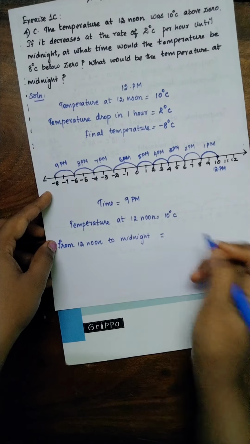So temperature decrease in 1 hour is minus 2 degrees Celsius, right? It is decreasing by 2 degrees Celsius. So the temperature decrease in 1 hour is minus 2 degrees Celsius. Next, we are going to find the temperature decrease in 12 hours.